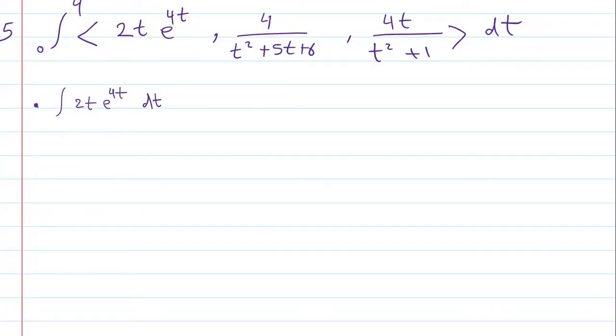We are going to evaluate this integral using the integration by parts technique. So let's take u equals t and dv equals e to the power 4t dt. Differentiate the function u, so you have du equals dt, and integrate dv to get the function v, which is going to be 1 over 4 e to the power 4t.